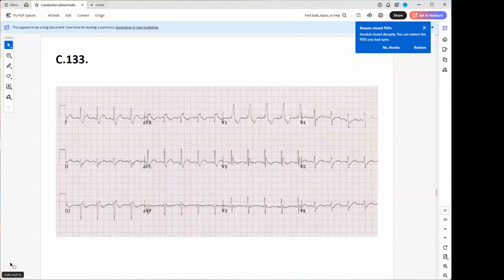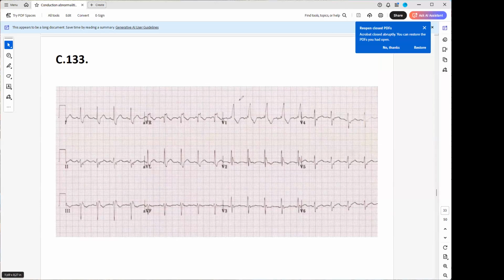Okay, good. Now it's better. All right, so that's rhythmic. And we do have a sinus P wave. The QRS is wide, yes. And the S wave is slurred in V5 and V6, so I'm guessing it's right bundle branch block.